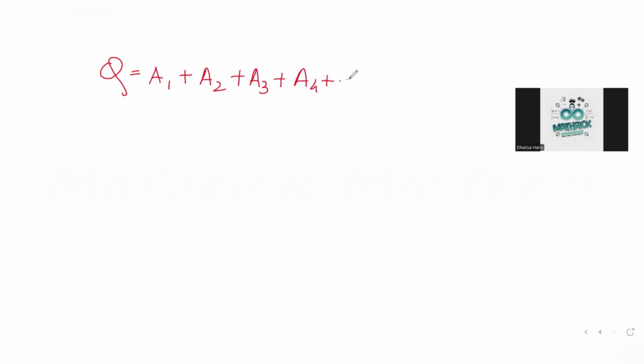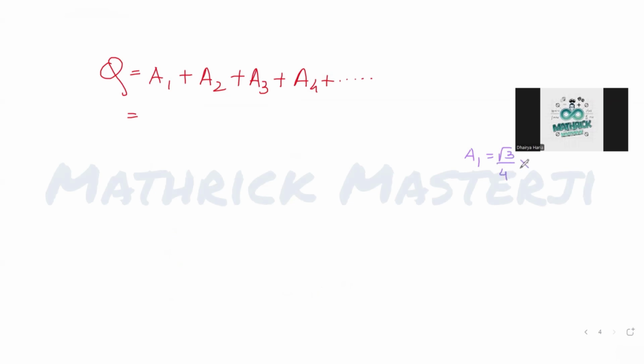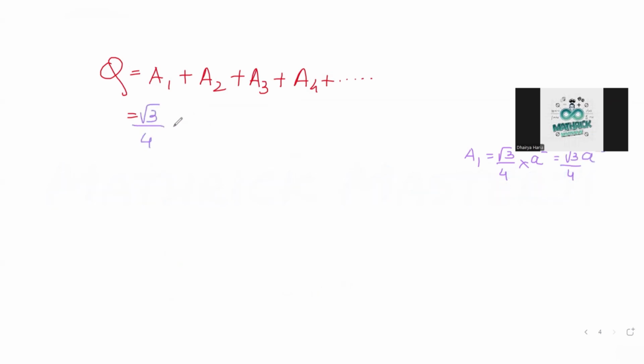And if I find the sum of all the areas, so Q is A1 plus A2 plus A3 plus A4 and so on. So let's try to find the sum of all the areas of these infinite triangles that I can form. For the first triangle, I know the equilateral triangle's area is given by root 3 by 4 times side square, which is a square. So here I get root 3 over 4 a square.